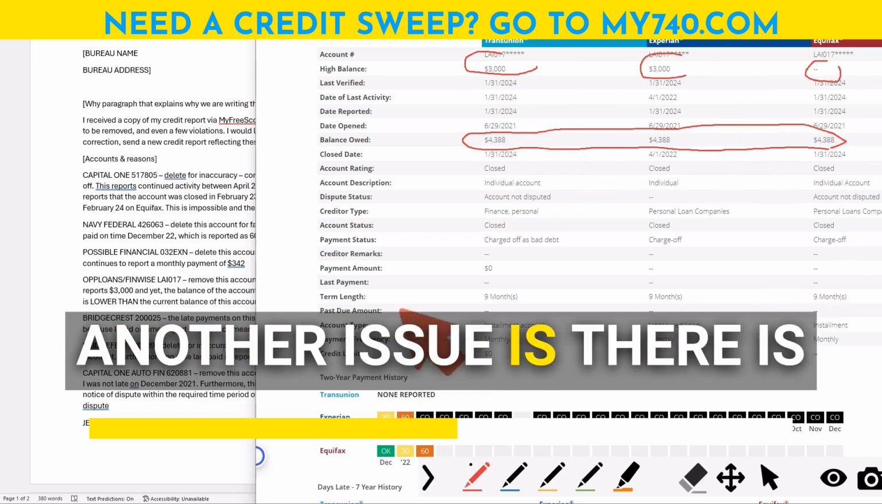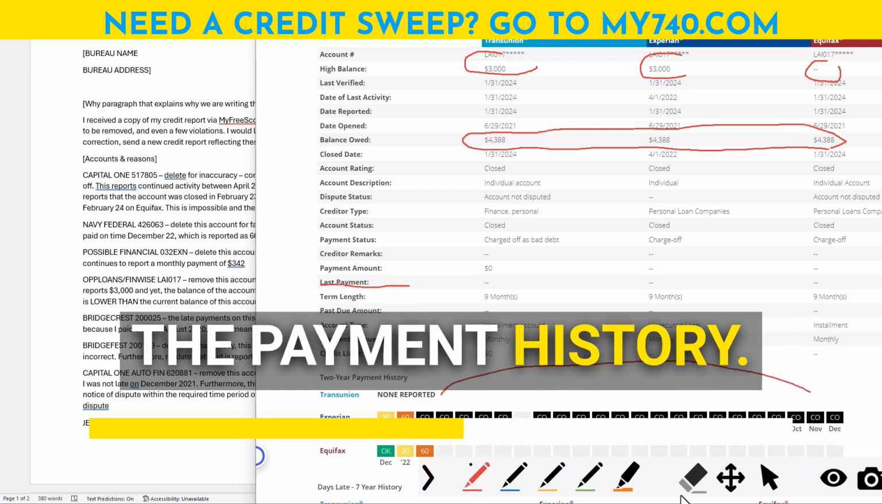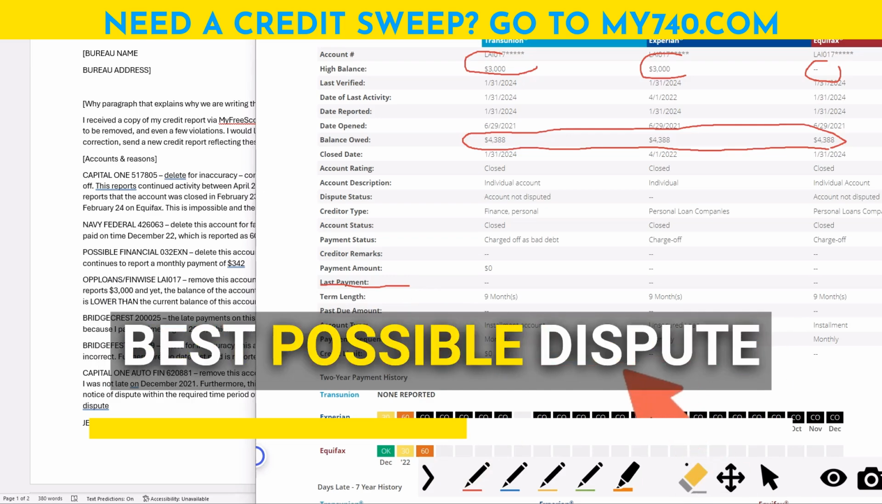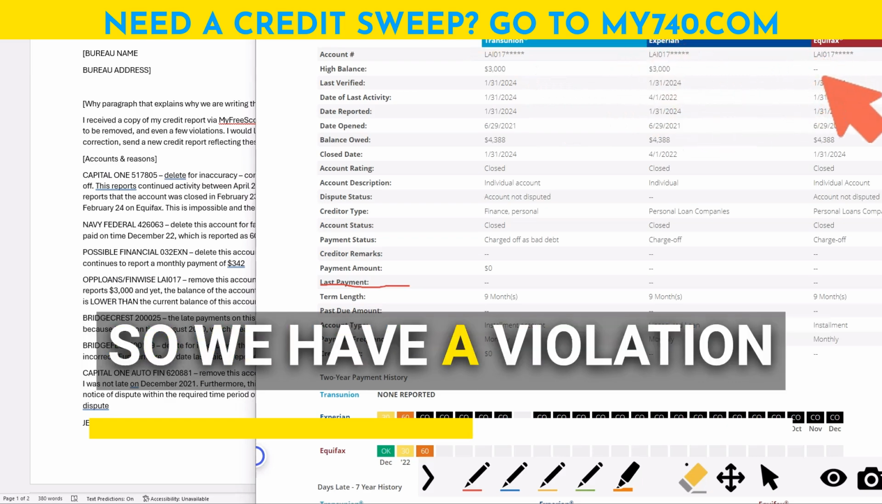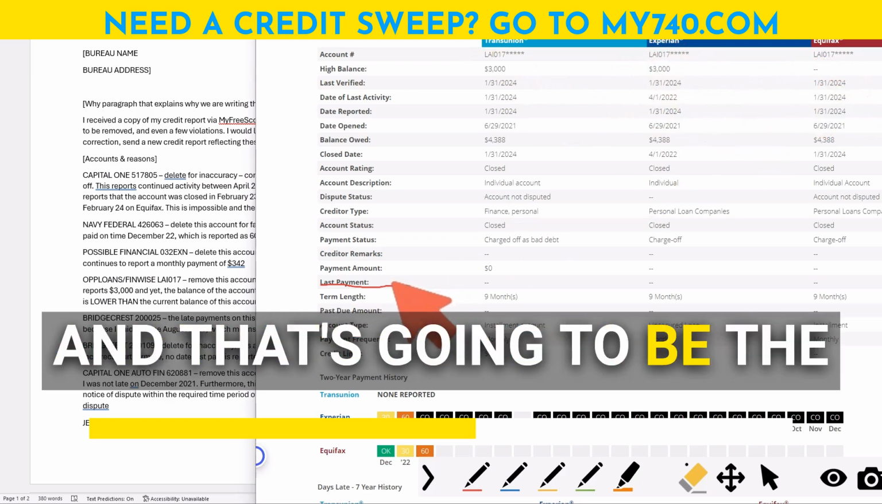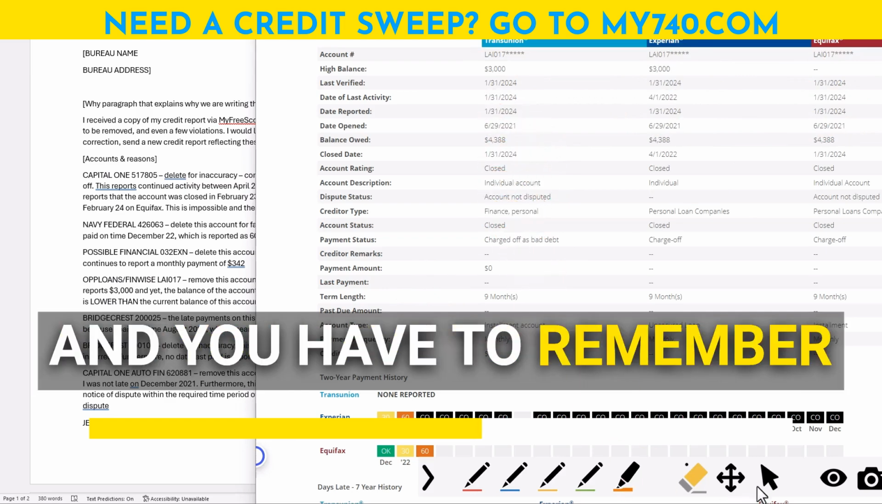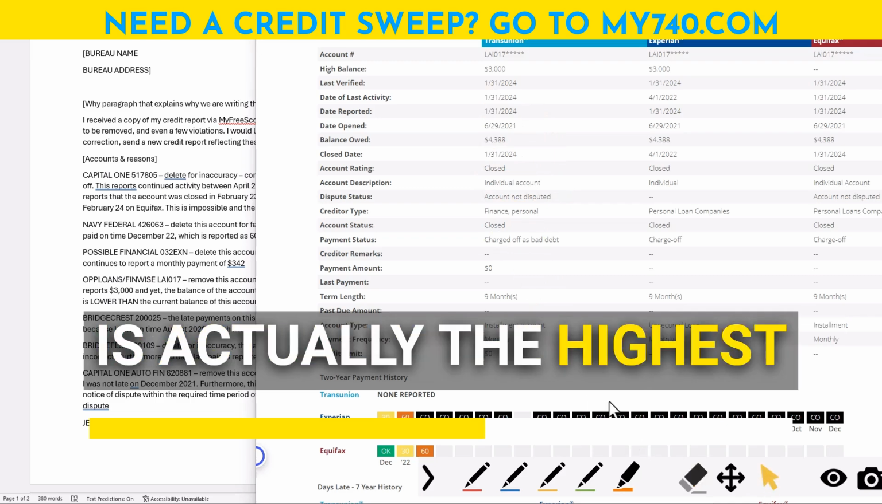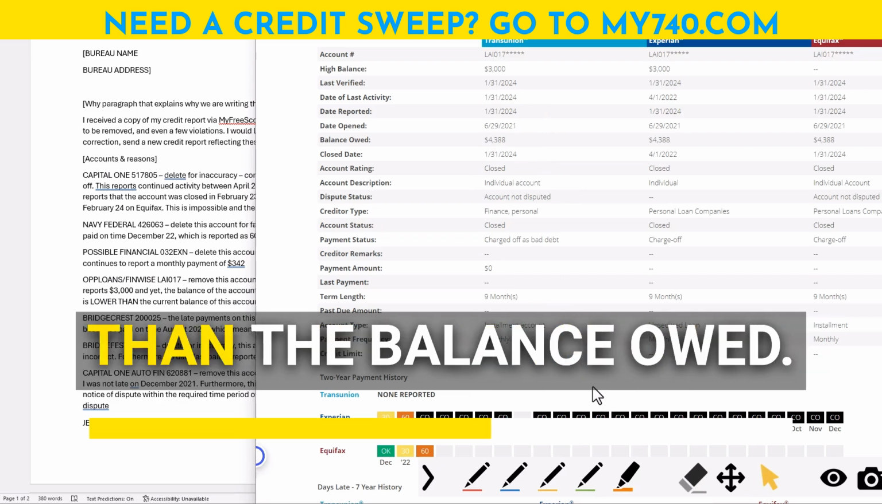Another issue is there's zero date last paid and continued reporting in the payment history. We need to choose the best possible dispute reason, and these are the ones that I identified. So we have a violation, and that's going to be the high balance being less than the current balance. And you have to remember that the high balance is actually the highest the balance ever was on the account. It is impossible to be less than the balance owed.